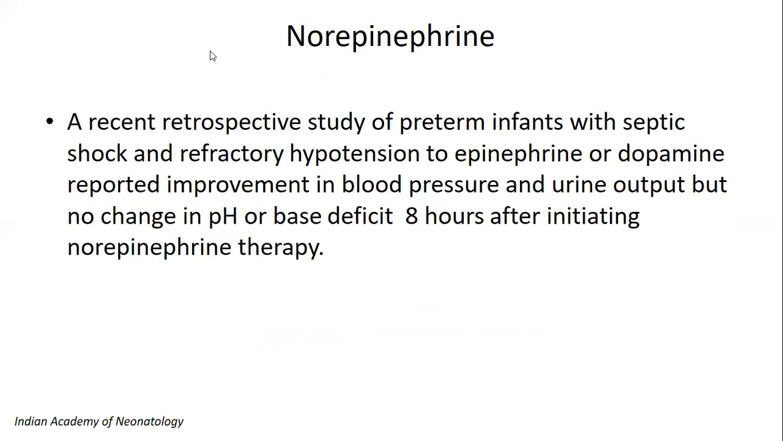What about norepinephrine? As I mentioned, the neonatal myocardium has very few norepinephrine receptors. But one recent retrospective study of preterm infants with septic and refractory hypotension to epinephrine or dopamine reported improvement in blood pressure and urine output, but no change in pH or base deficit 8 hours after initiating norepinephrine therapy. So in non-responders to epinephrine and dopamine, norepinephrine showed improvement in blood pressure and urine output.